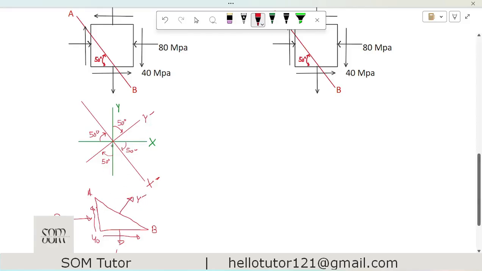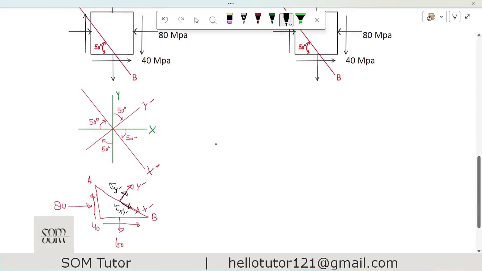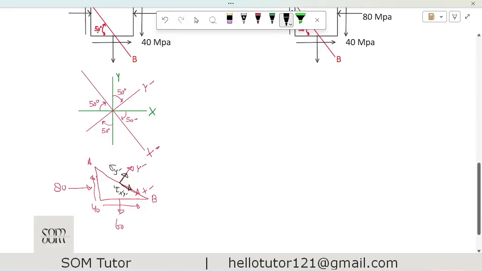And where is the x prime? This one is the x prime. So you can see here what is the normal stress. The normal stress is along the y prime, so it is going to be sigma y prime. And the x prime axis is along the AB, so it is going to be shear. So tau x prime y prime is along AB. Now remember this is our angle, 50 degrees.